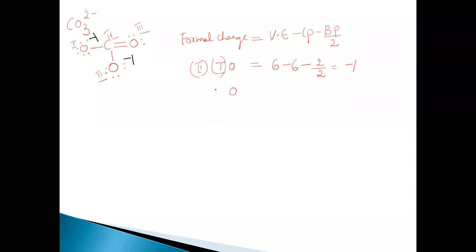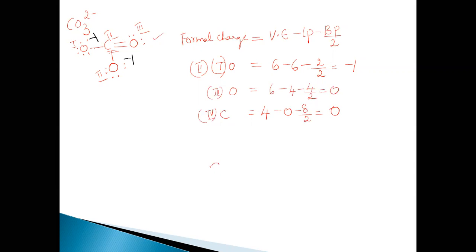Now for type 3, how many valence electrons? Again, 6. How many lone pair electrons? Only 2 lone pairs, that means 4 in total. How many bond pair electrons are there? 1, 2, 3, 4, so 4 divided by 2. So this will be 0. The formal charge on this oxygen is 0. What about the carbon atom, type 4? Let's calculate it. The valence electrons are 4, you know that carbon's valency is 4, with no lone pair electrons, so minus 0. How many bond pair electrons are there? 1, 2, 3, 4, so 8, minus 8 by 2. So the formal charge on this carbon is also 0.